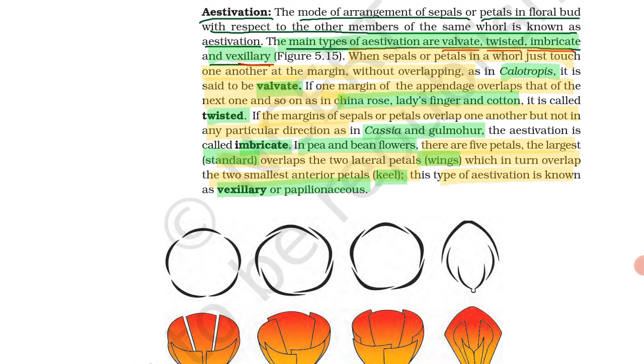Just one after another it has arranged without overlapping, and such kind of aestivation is called valvate aestivation. And the example of this valvate aestivation is Calotropis. So in Calotropis, valvate aestivation is seen.